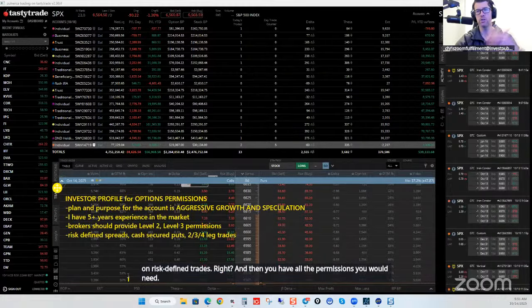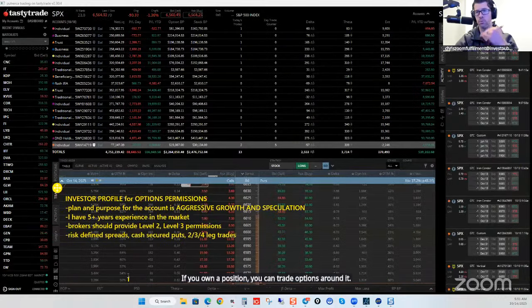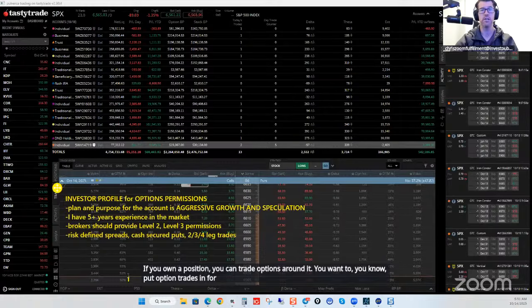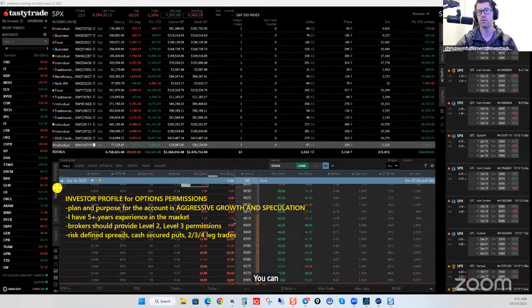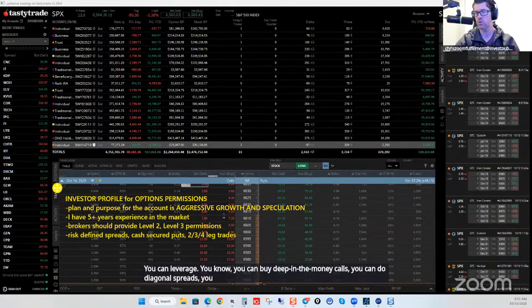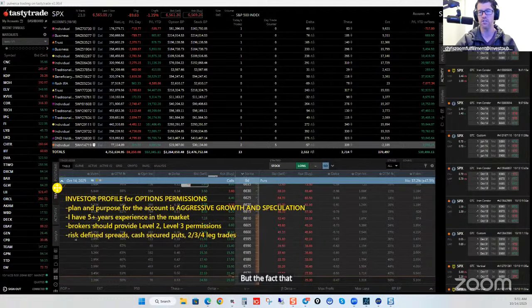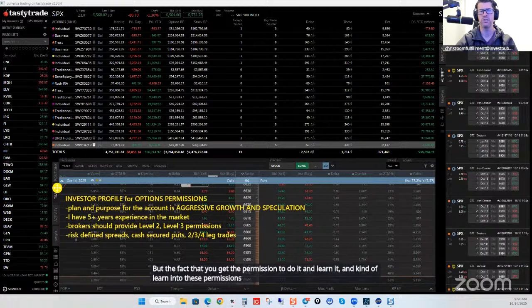If you own a position, you can trade options around it. You can put option trades in for income or speculation, you can leverage. You can buy deep in the money calls. You can do diagonal spreads. You can do all sorts of crazy stuff that you might never have traded before. But getting the permission to do it and learn into these permissions is a lot better than being told you can't do it.